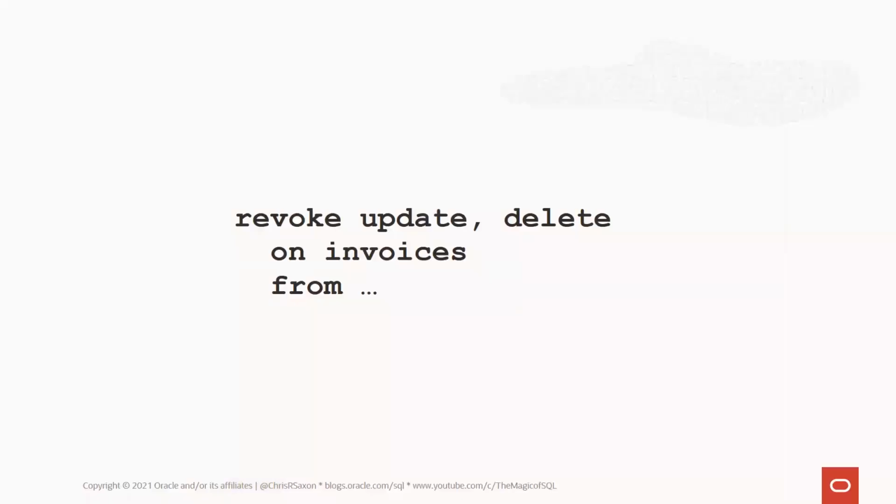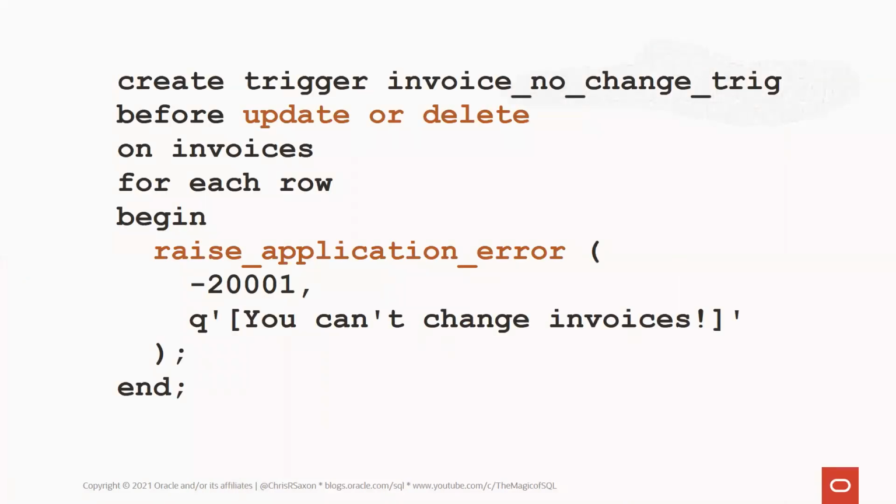Well, we can revoke update and delete on the invoices table from all users. But if you connect as the schema owner, you've always got full permissions on your own objects. So if you connect as the user that owns the table, you can still do whatever the heck you like with it. So to protect even further, you probably want to create a trigger on there, which if anyone tries to update or delete, will just raise an exception and stop the whole thing in its tracks.